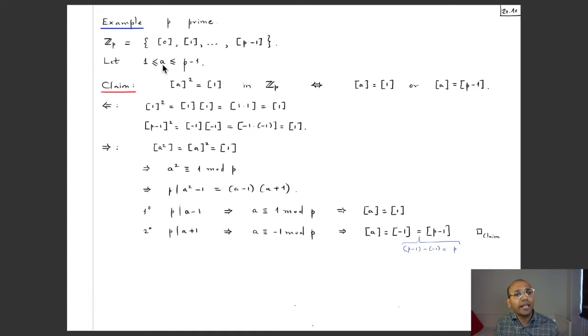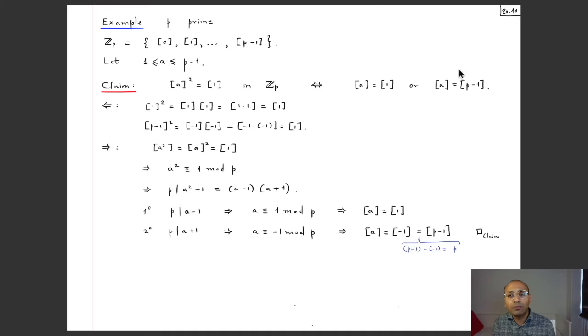And let's suppose that A is a number which is in between 1 and P minus 1. Then our claim is that the square of the equivalence class containing A is equal to the multiplicative identity in ZP if and only if this element is the multiplicative identity or this element is the equivalence class containing P minus 1. Okay, so there are two implications that we have to show over here.